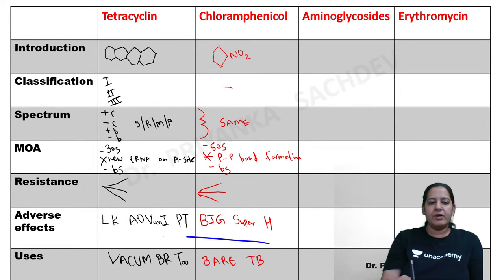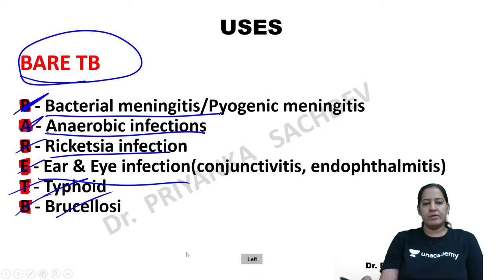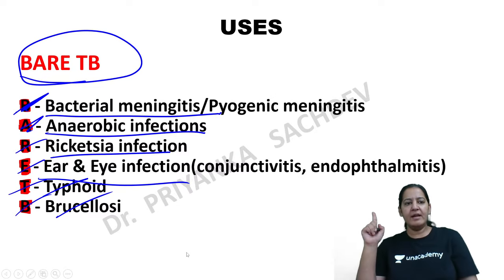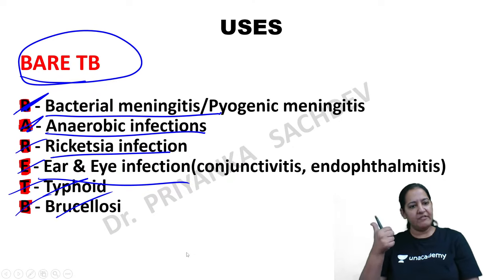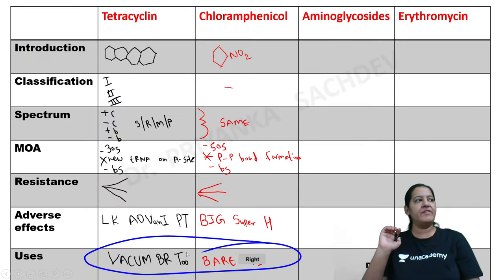Now compare. Here it was VACUUM the BR. Here it is BARE TB. What is the full form of BARE TB? B for bacterial, A for anaerobic infection, R for rickettsia, E for ear and eye, T for typhoid, and B for brucella. Everyone give me a thumbs up.